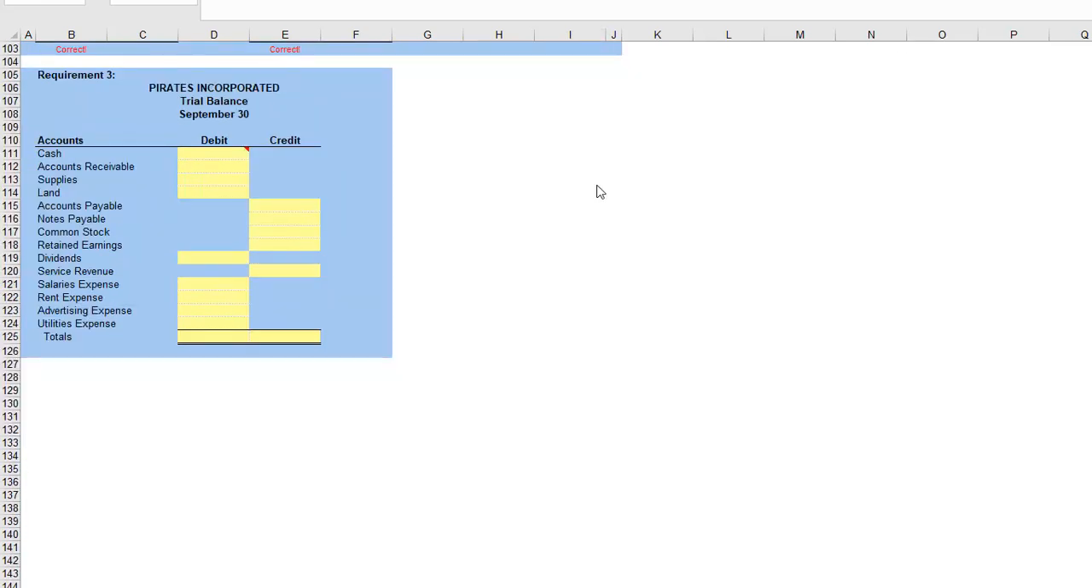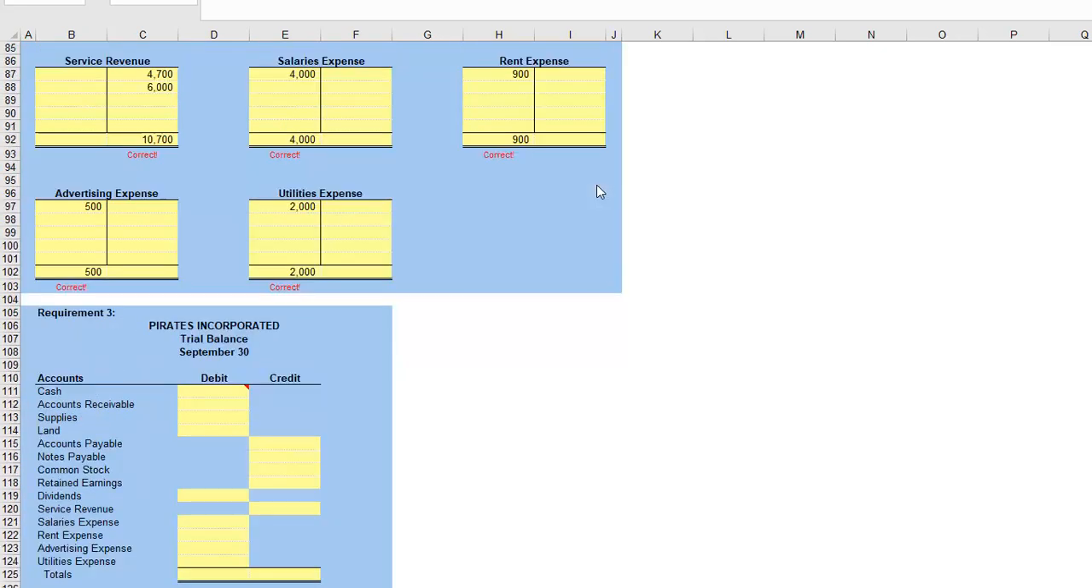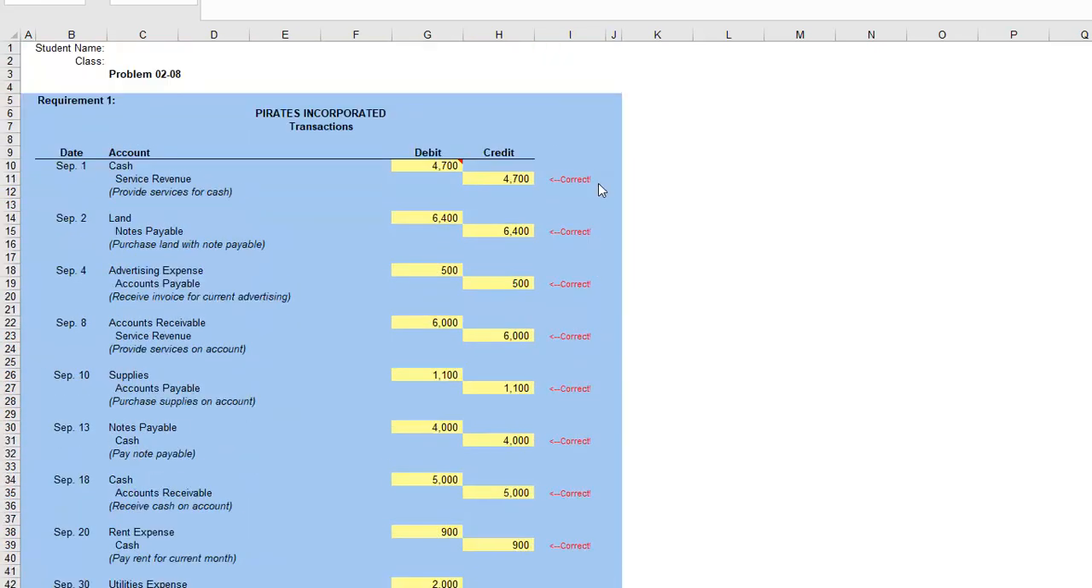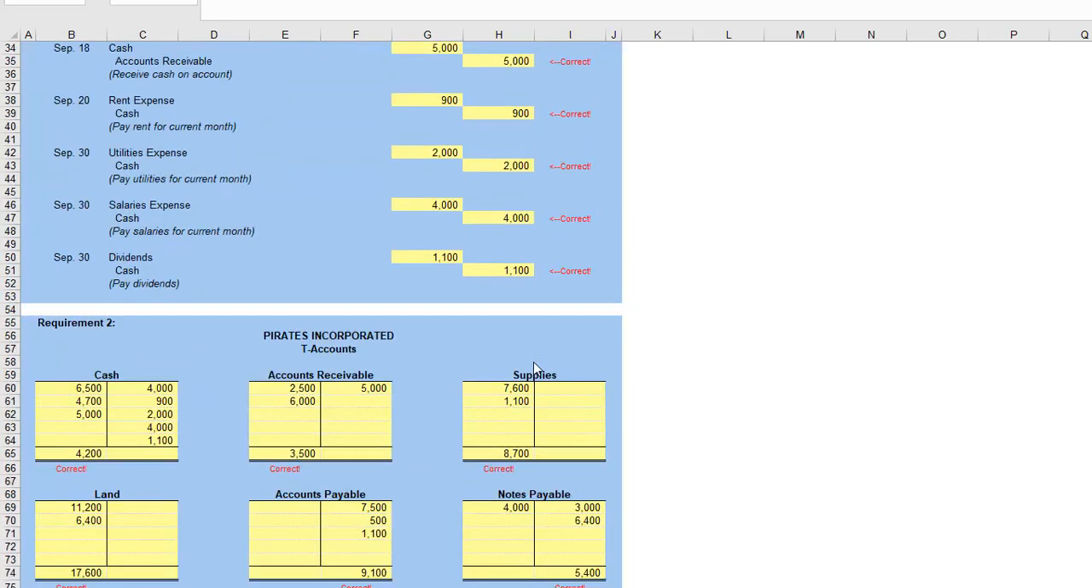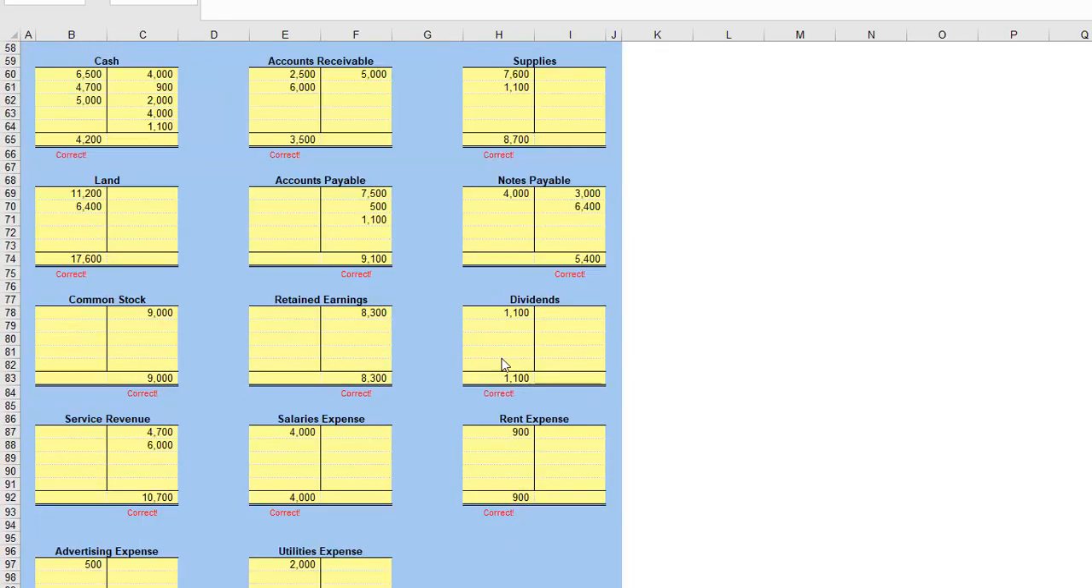The next piece that we're going to look at, the final piece, is our trial balance. As you've done your readings, the purpose of this trial balance is to make sure that our debits equal our credits. We know how important it is for debits to equal credits. We've seen that all of these journal entries have debits equal to credits, and we've transferred those into the T accounts.